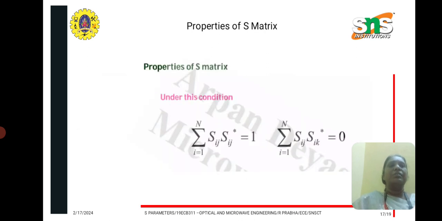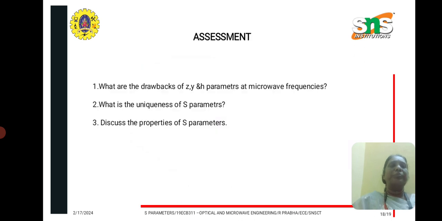So the conclusion of these properties of the S matrix under the previous two conditions: summation i equal to 1 to n, for an n-port network, Sij into Sij star is equal to 1, the unitary property. Next, for reciprocal networks, summation i equal to 1 to n, Sij, Sik star is equal to 0.